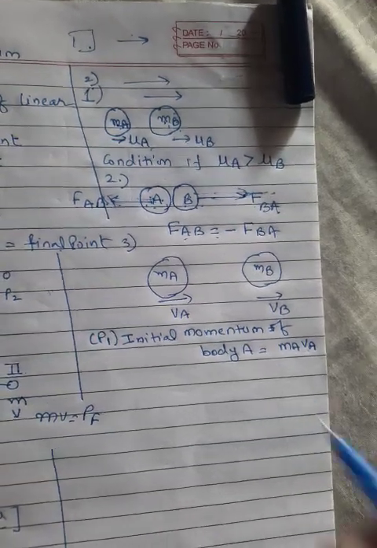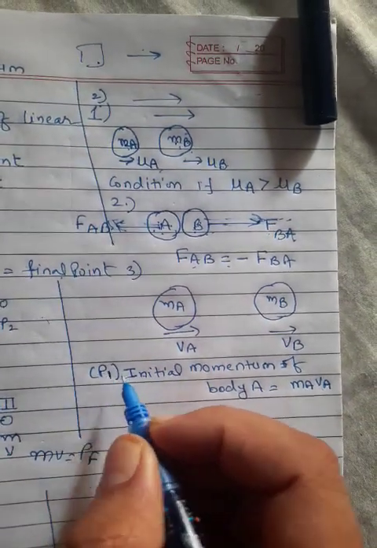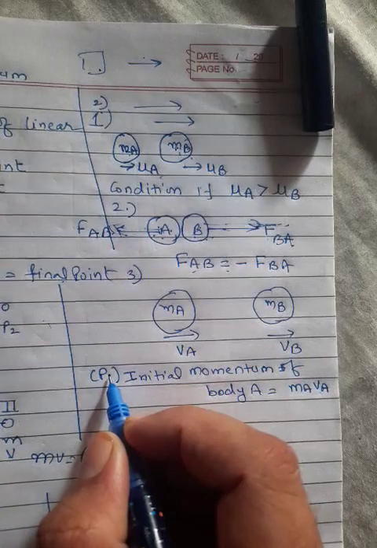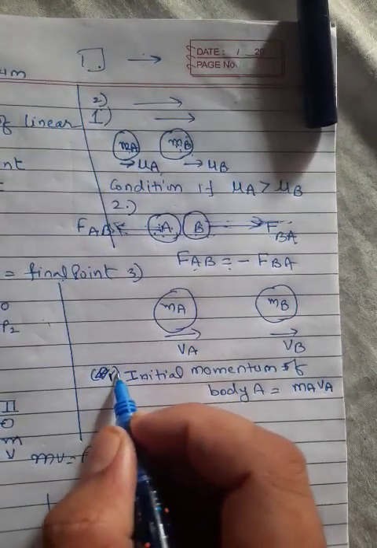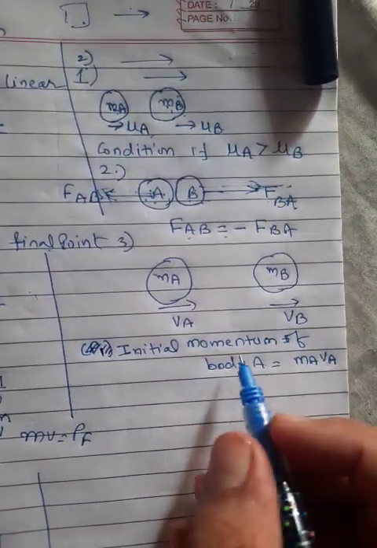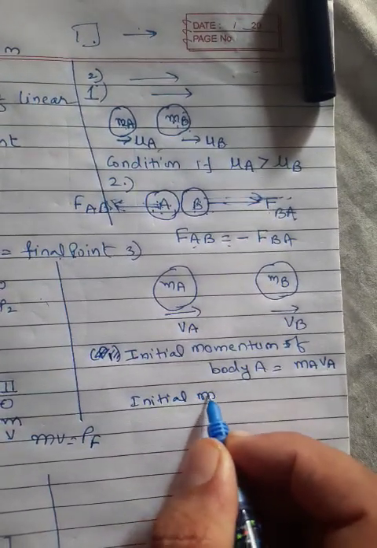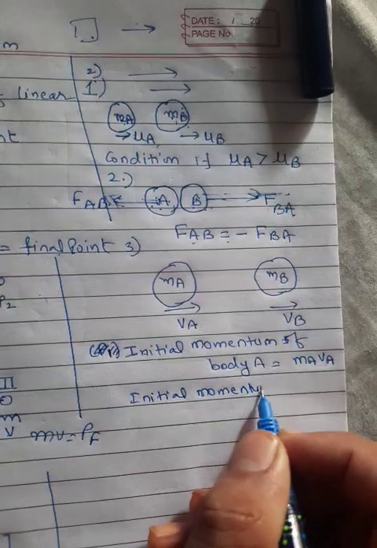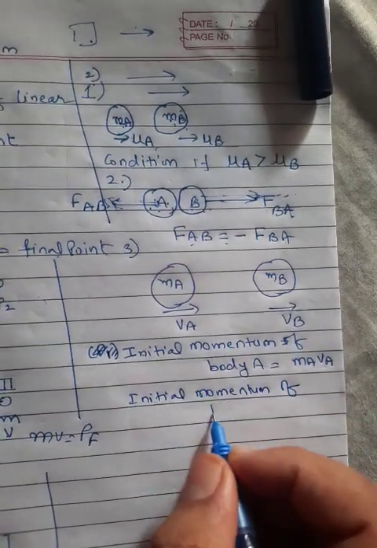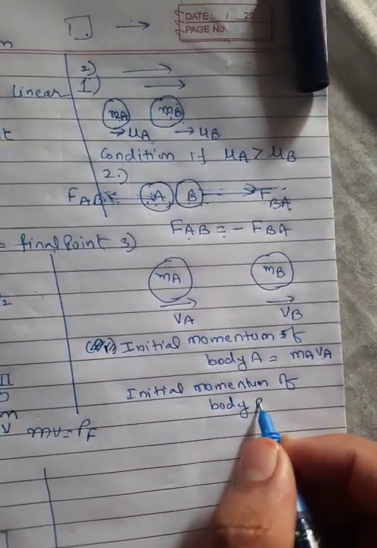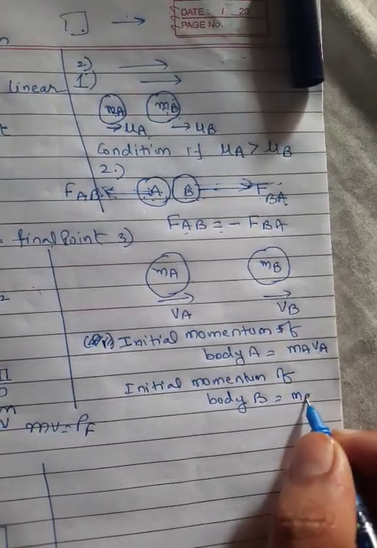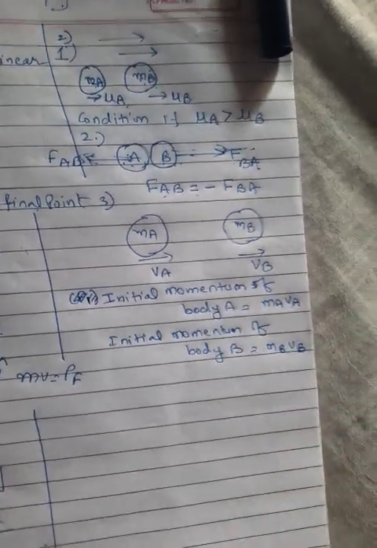Clear? So you can say that is PA. Yes, PI. No need to write anything. Okay, initial momentum of body B, what? MB VB. Okay or not okay? Any doubt to any student?